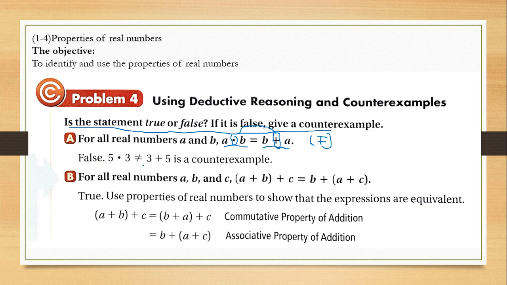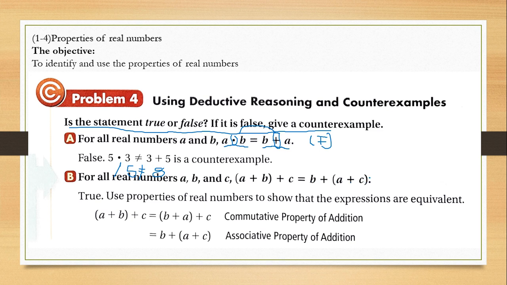5 times 3 is not the same as 3 plus 5. This will be 15, while this equals 8. So they're not equal to each other. That means this statement is wrong. That's a counterexample.